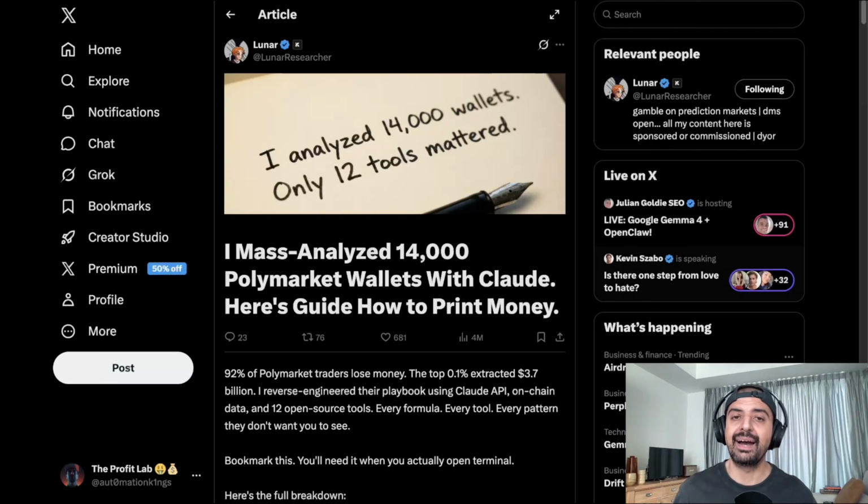So you're probably wondering, how did I come up with this strategy? Well, in truth, I really didn't. I actually found this article on x.com by a guy called Lunar Researcher. And what he did was he analyzed 14,000 Polymarket wallets using the Claude API. Now, this would have taken a substantial amount of time and a substantial amount of resources because to do something like 14,000 wallets is going to require thousands, if not hundreds of thousands in Claude API credits. So big shout out to Luna for doing all the hard work.